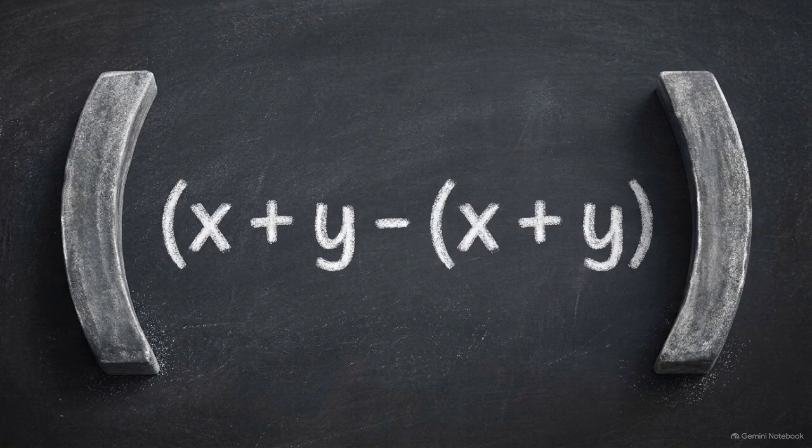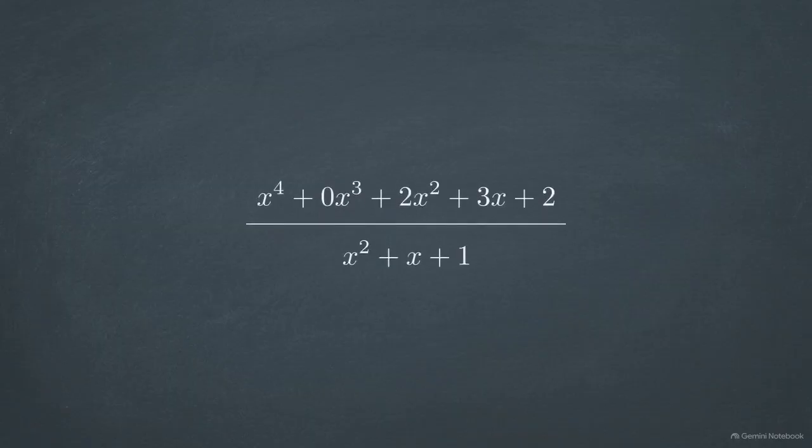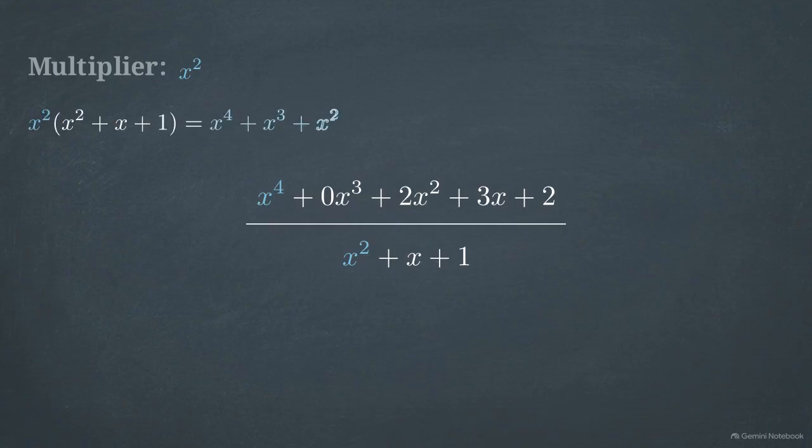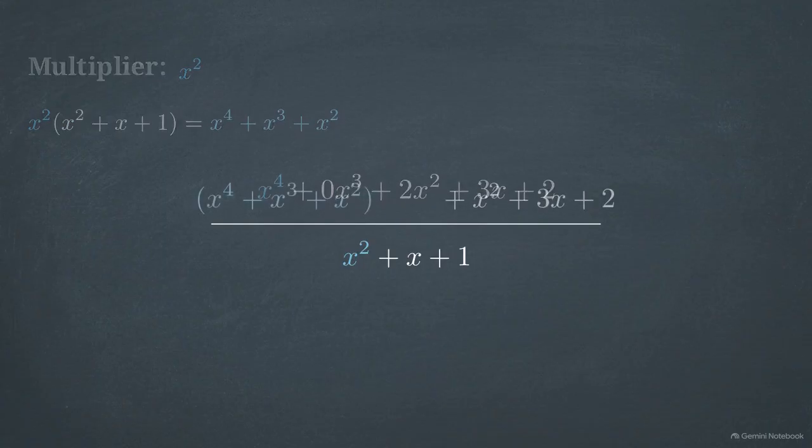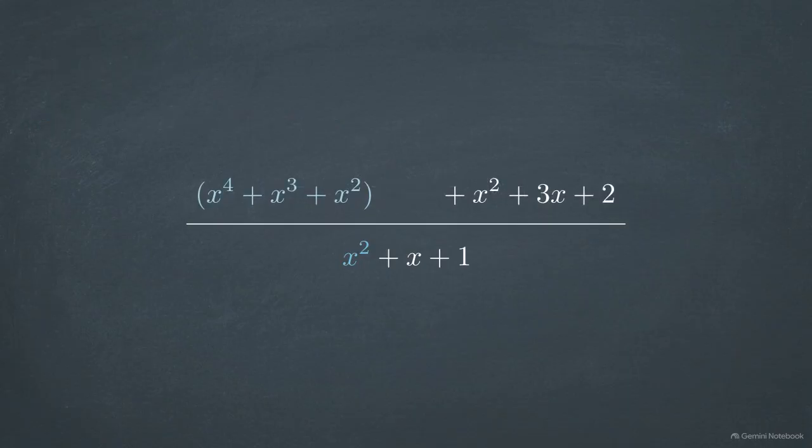To eliminate that leading term, we use a technique called algebraic compensation. We start by determining what we must multiply the divisor by to match the leading x to the 4th. In this case, multiplying the divisor by x squared gives us x to the 4th plus x cubed plus x squared. We place these new terms directly into the numerator to create a factorable block. By inserting these terms, we have changed the value of the numerator. To maintain equality, we have to account for that change. We compensate by immediately subtracting the exact terms we just added. This keeps the equation balanced.